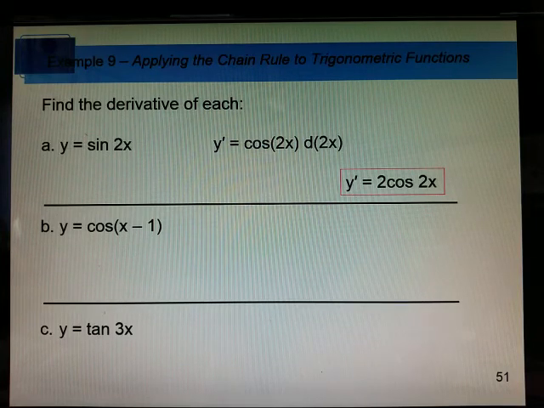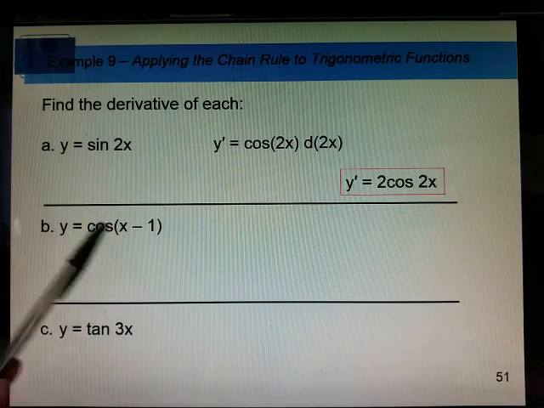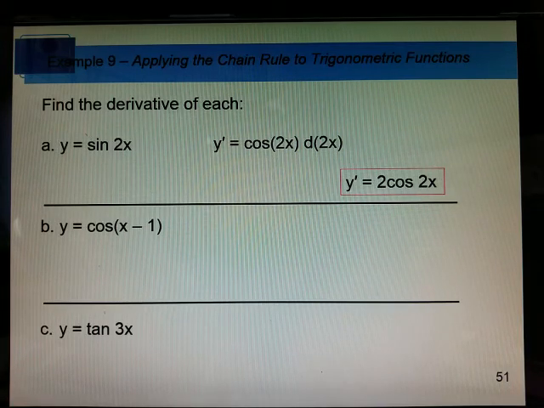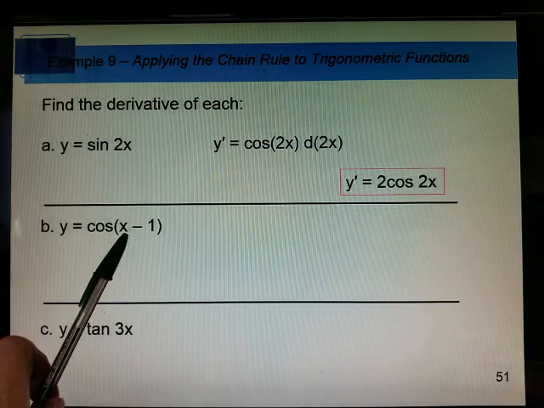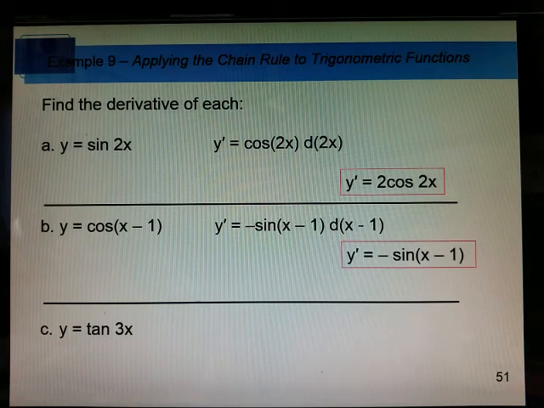The next one, I want the derivative of y equals cosine of x minus 1. Again, that's not a plain x right here, not a plain variable. So I have to do that chain rule. So the derivative of the cosine is negative sine of all that stuff, but then times the derivative of that stuff, and that would be 1. So therefore this would be my answer.